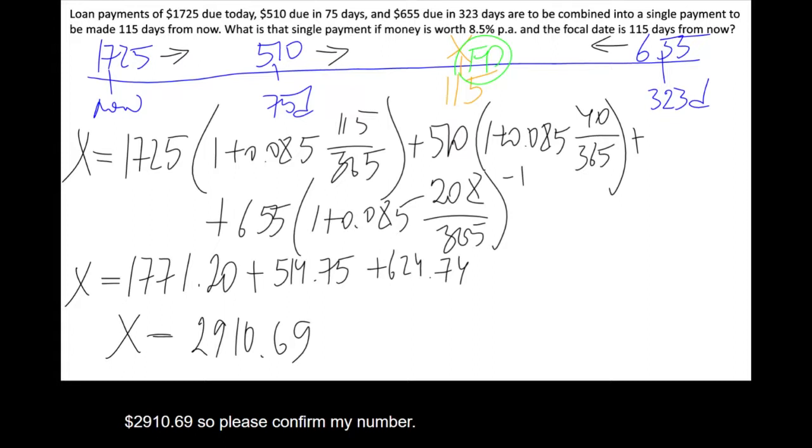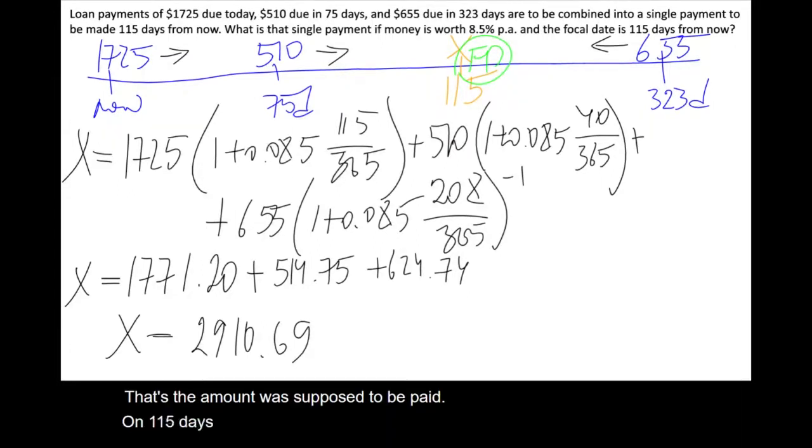So this is what we just found. X is pretty much saying if we had paid on day 115 from now, that's the amount that's supposed to be paid 115 days from now, instead of those 3 payments that were agreed at the beginning.